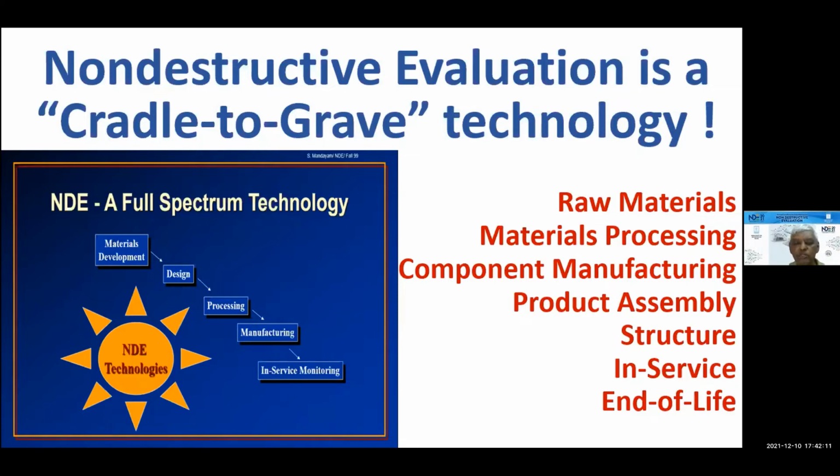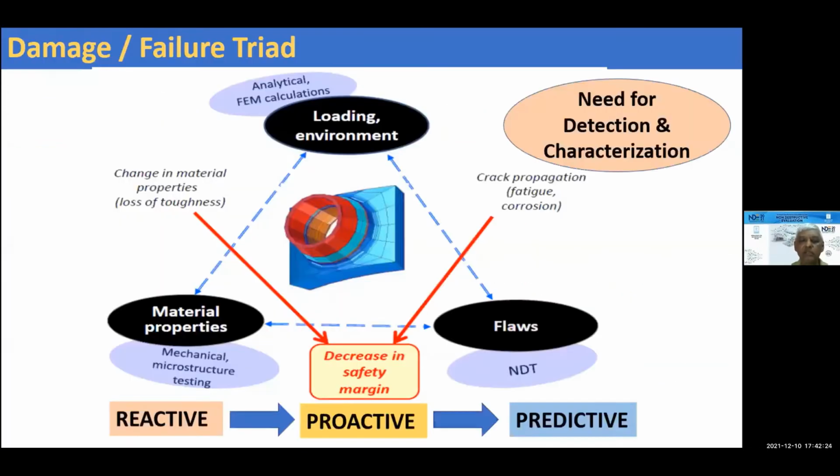And when it comes to critical components like nuclear, defense, and space, there is obviously much more advanced technology which is used. Every nuclear reactor is inspected. Every aircraft gets inspected with this kind of technologies.